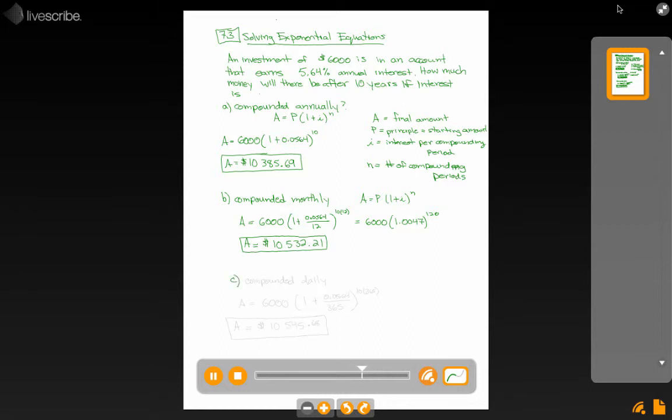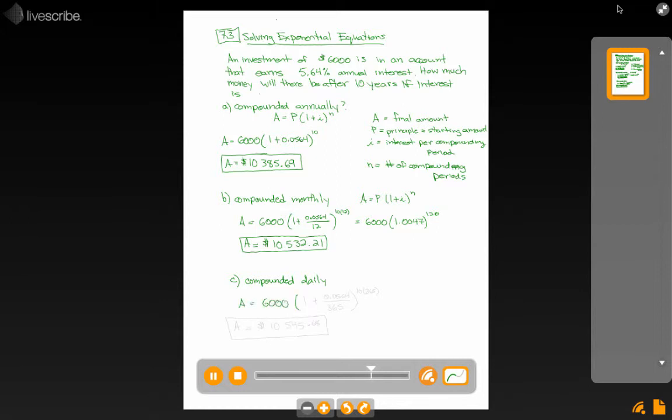So just to drive home the point, try this one. What if it was compounded daily? So if you're watching this as a video, pause it and try to do it. See if you can do it on your own. Start with the same equation, and I'll solve it obviously here down below.